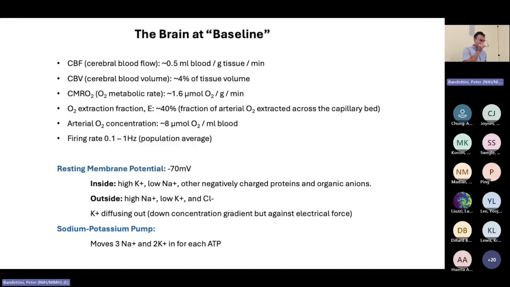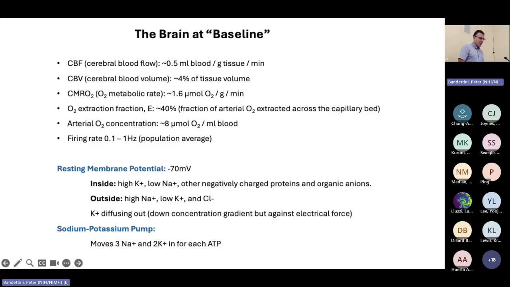So the brain at baseline has a certain level of CBF. Blood volume is about 4%; the blood is about 4% in capillaries. There's an ongoing oxidative metabolic rate that continuously happens to power the sodium-potassium pump. I'll get to that in a second. Arterial oxygen is almost fully saturated, and the venous oxygen is between 60 and 40% saturated because of the metabolic rate that pulls the oxygen out of the blood.